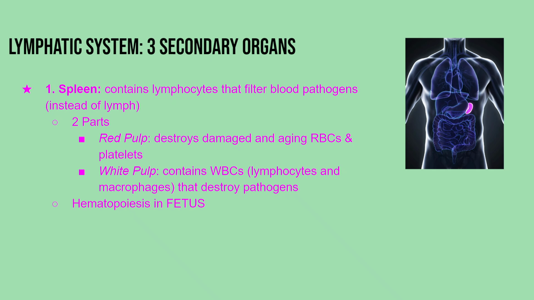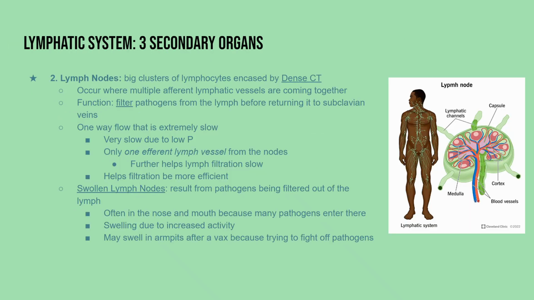And hematopoiesis occurs in the spleen in the fetus. So that's where blood cells are made in the fetus, in the spleen. Second of the secondary organs for the lymphatic system are the lymph nodes. So these are big clusters of lymphocytes encased by dense connective tissue.